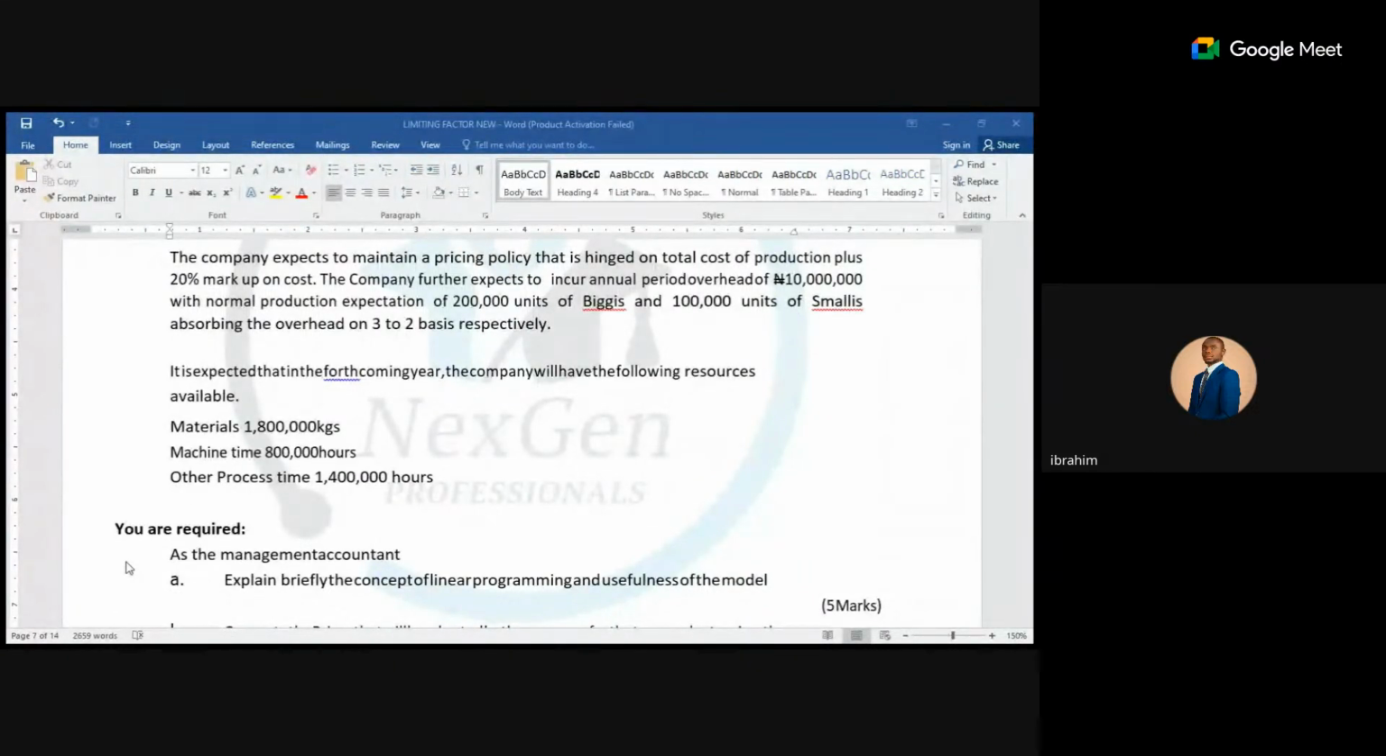Now, in biggies, they are expecting to produce 200 units. In smallies, it is 100,000 units. Plus, we need to test for the limiting factor. Which one of these is the limiting factor? Is it material? Is it machine time? Or other processing?